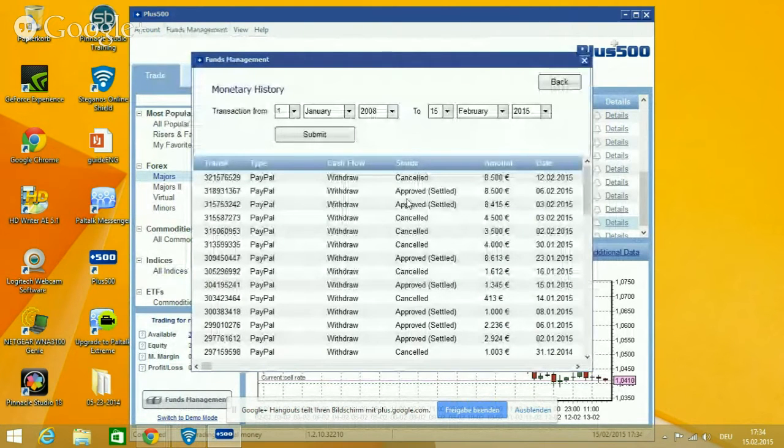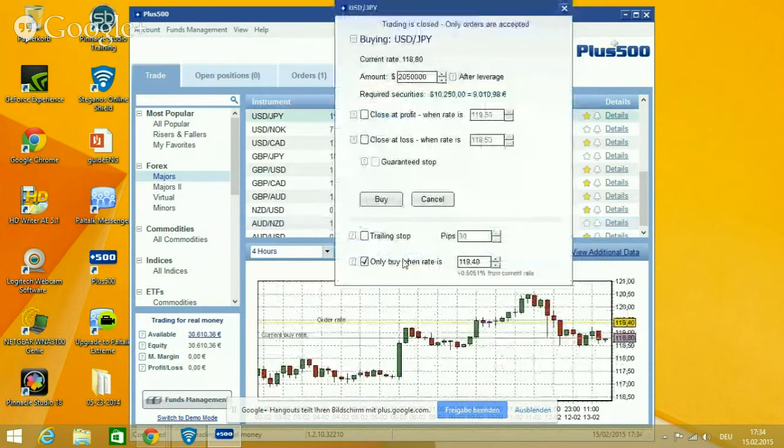As you can see, here's my history. All the canceled ones were because I canceled, because I wanted to use the money to make a bigger profit. So they are pretty prompt as far as paying my money out, so I'm pretty happy with that. What's another thing? Buy orders.